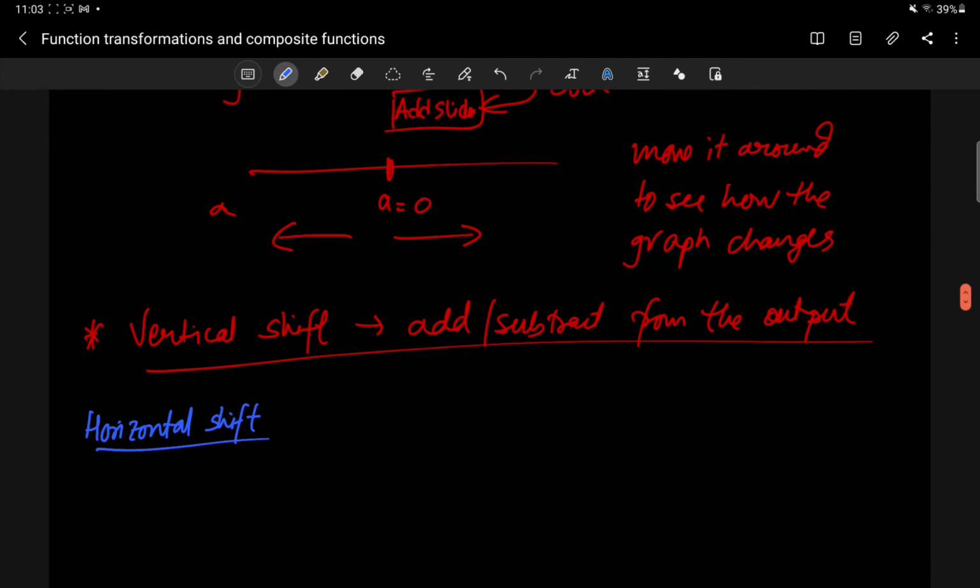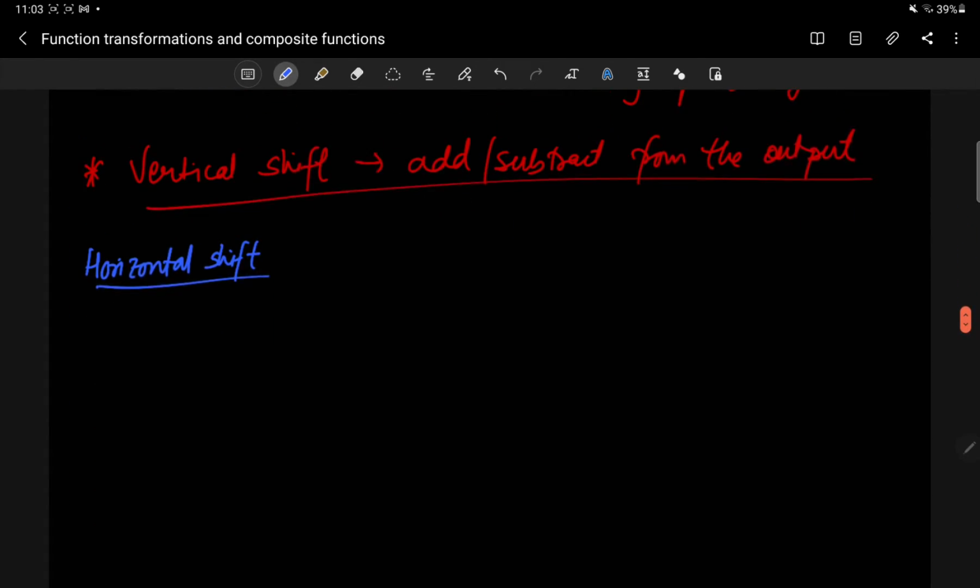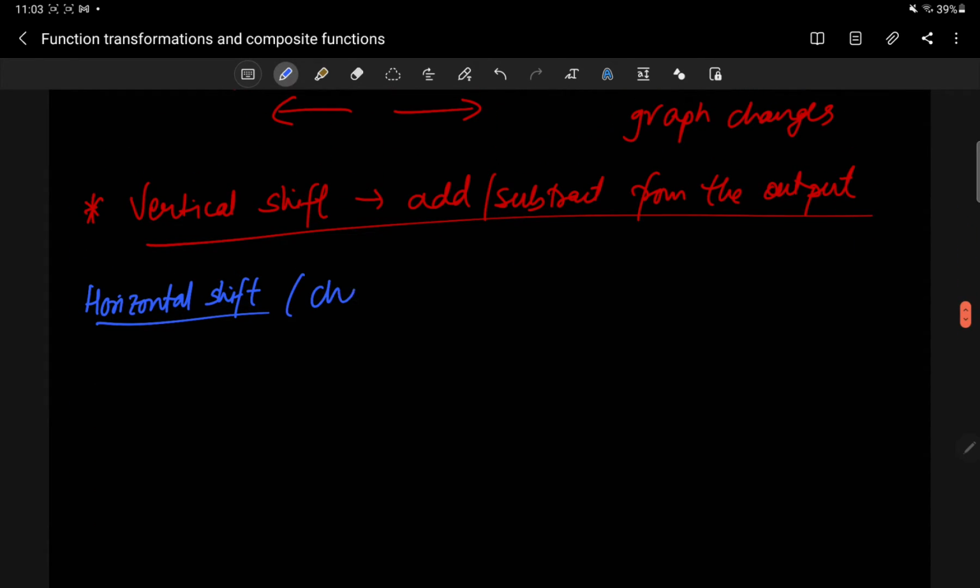So here's the idea. For vertical shift, we were changing the output. For horizontal shift, we are changing the input, which means that the transformation has to be in terms of x.